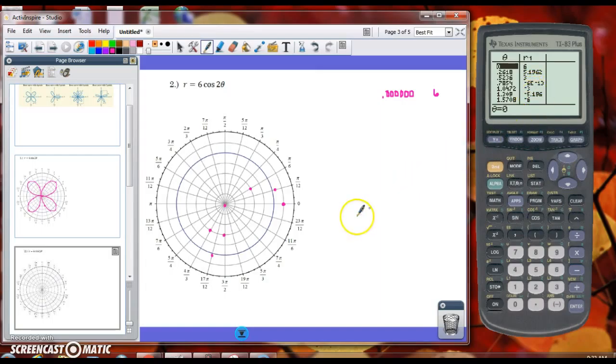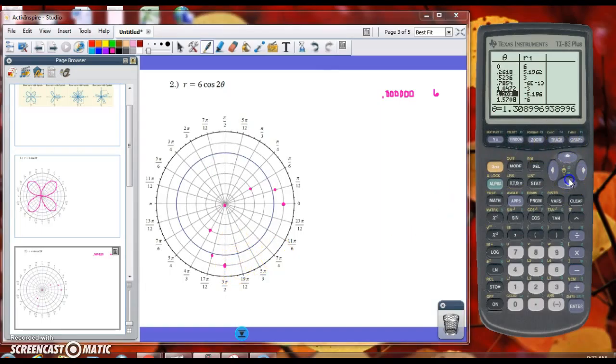Oh wait, sorry, I missed my 6 there. Let me erase that one. It's supposed to be at, where was I? I missed one. Negative 3.2. Here we are. Negative 6 would be right there. That would be at pi over 2. Negative 6 flips it over.